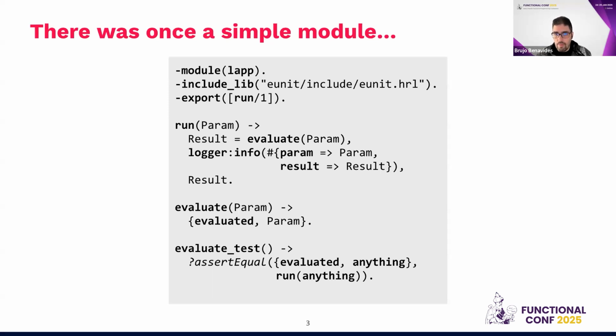Evaluate just puts the parameter in a tuple and returns it. It's an example of something that may take a lot of time, or it may be complex, called other modules, whatever. But the idea here is to test that the result is different from the input. And then run, the main function of the module, calls evaluate, logs the result on the console, and returns it. There is nothing fancy, but again, let's pretend that this is a much more complex thing in a very, very large project that doesn't fit on the slide.